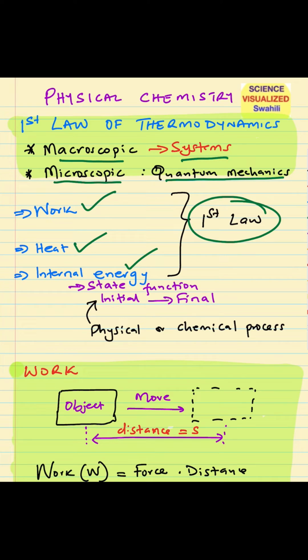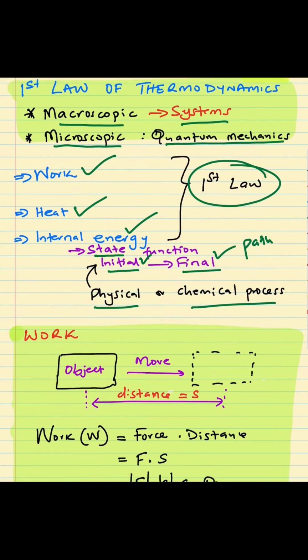And that can either increase or decrease depending on whether the system is doing work or work is being done on the system. Internal energy is actually a state function. That means we are basically interested in the initial and final conditions. The opposite of a state function is a path function, so PATH, where it's very important to consider the path followed. So in thermodynamics, we either look at physical or chemical processes, and then we just focus on the initial and final state of the system. Now let's look at work.